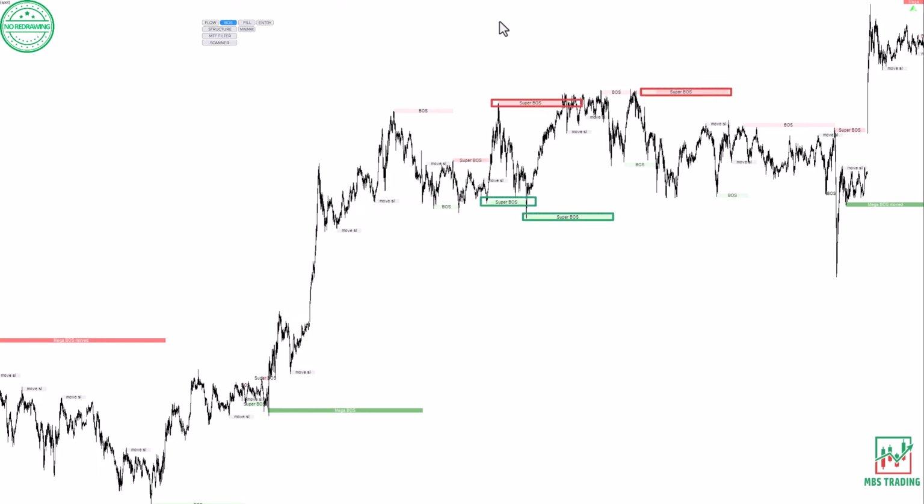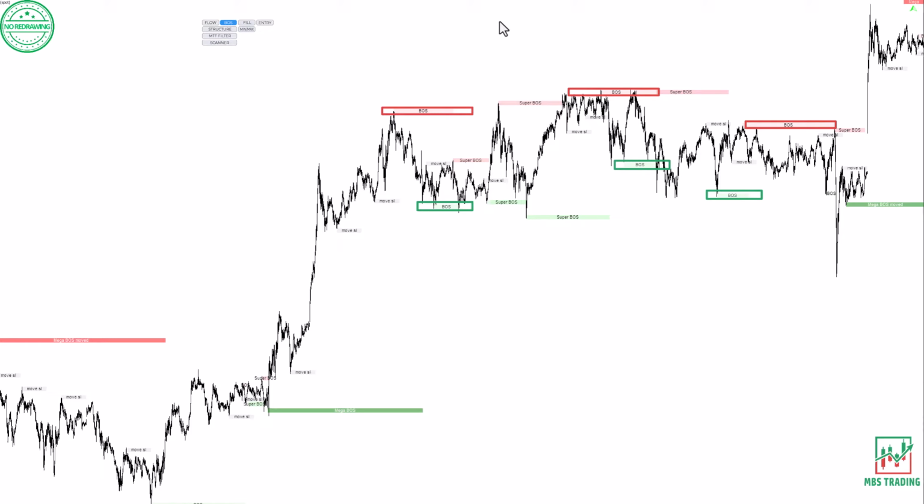Super Boss, also a large player with significant influence. It is most often found in manipulation zones. Boss, the weakest of the major players. If a newly detected boss is opposite to the latest Mega Boss, it is most often just a correction. If they are aligned in the same direction, it signals trend continuation.